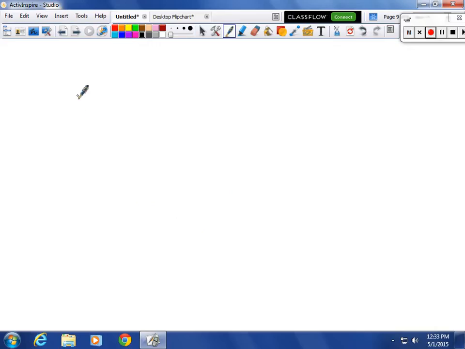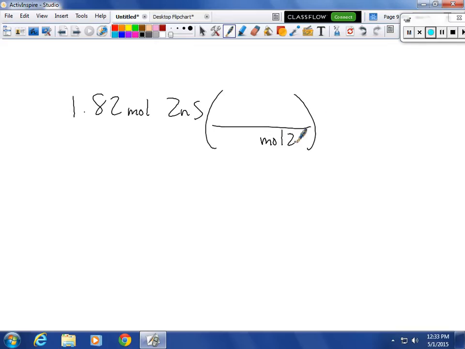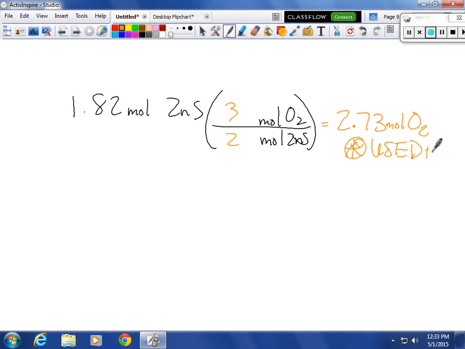So I originally had 1.82 moles of ZnS, and I need to go from moles of ZnS to moles of O2. And what's the mole-to-mole ratio? 3/2, which gives me how many moles of O2? Okay, what is it? 2.73 moles of O2. And remember, this is used. Okay, and so then it's just simple from there.